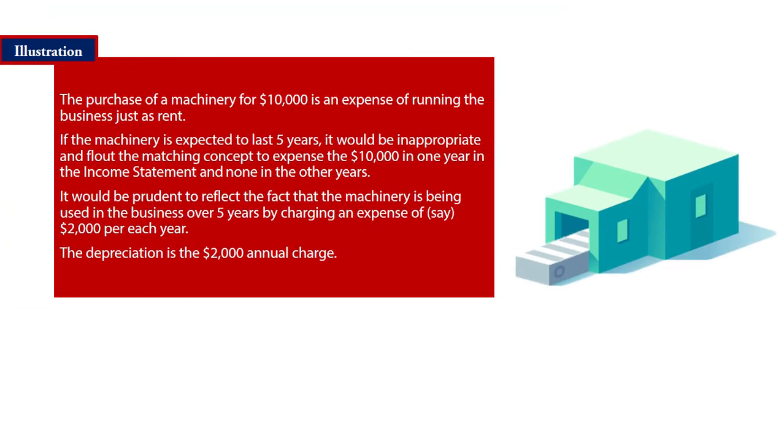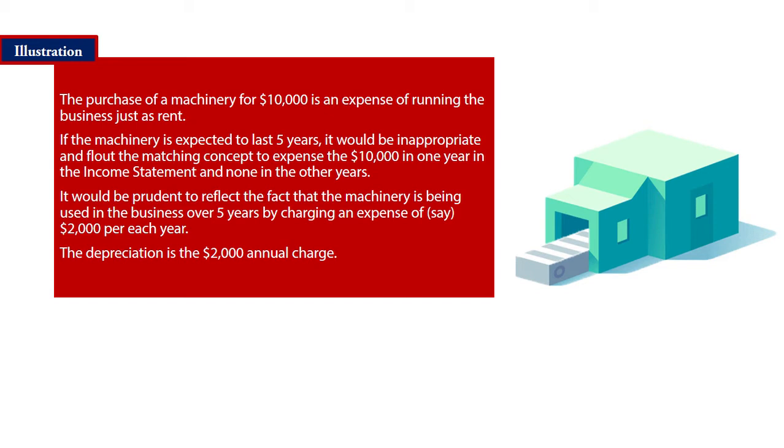Now, the purchase of a machinery for $10,000 is an expense of running the business, just as rent, electricity, and others. So if the machinery is supposed to last for 5 years, it will be inappropriate to expense the $10,000 in one particular year in the income statement and none in the other years. Okay, so it will be prudent to reflect the fact that the machinery is being used in the business over the 5 years and charge an expense for each of the 5 years.